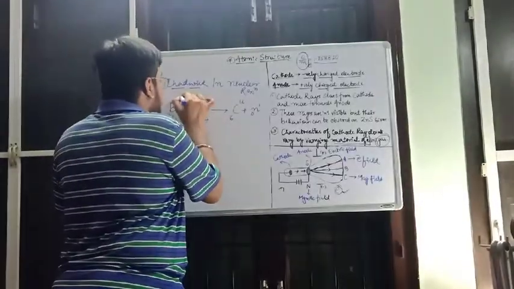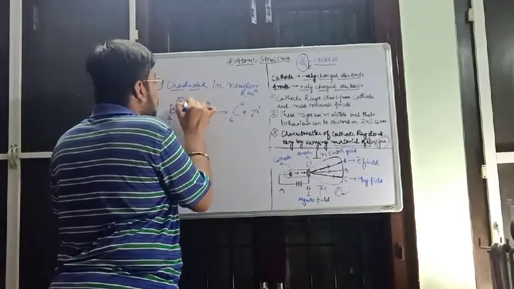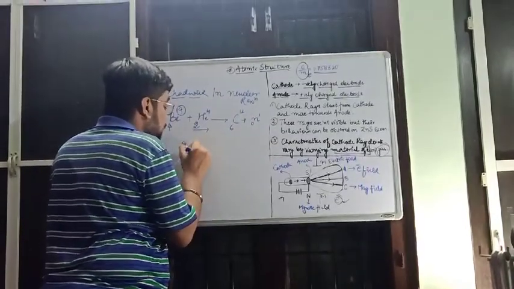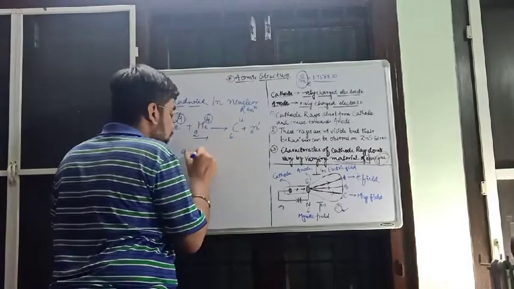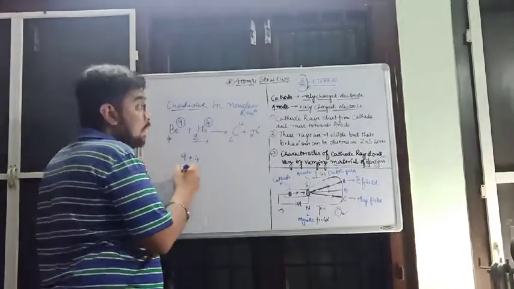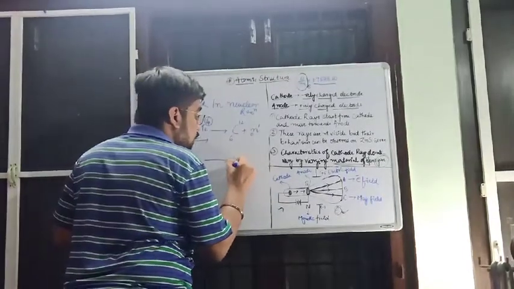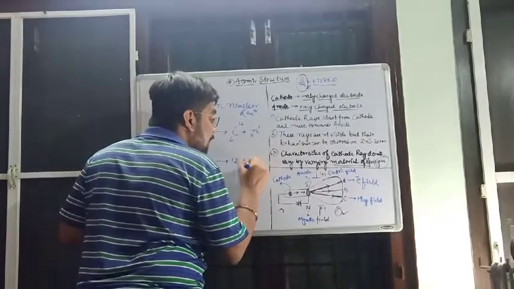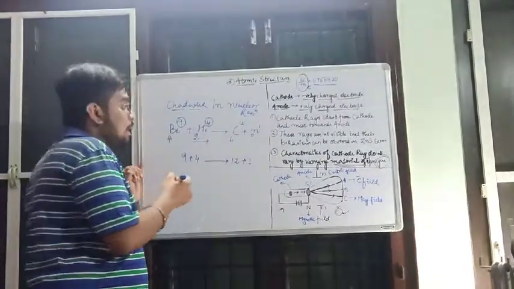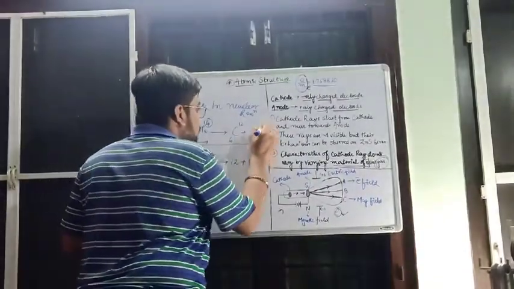You see here, 9 was the mass of beryllium and 4 was the mass of helium. On the product side, you can see 12 as carbon and 1 as neutron. Hence, this reaction is justified.